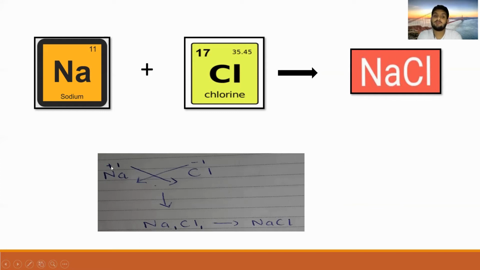How did we obtain it? We got the valencies +1 and -1 and exchanged them. Remember, when we exchange, we don't care about the sign, we only care about the number. And then we were able to get this answer.